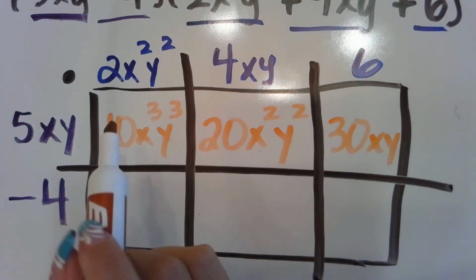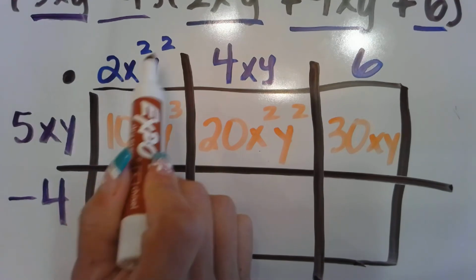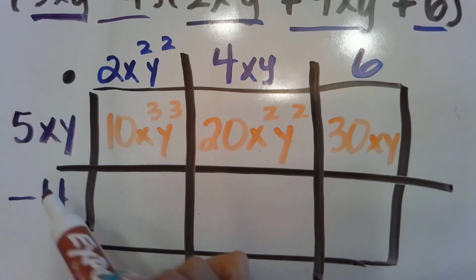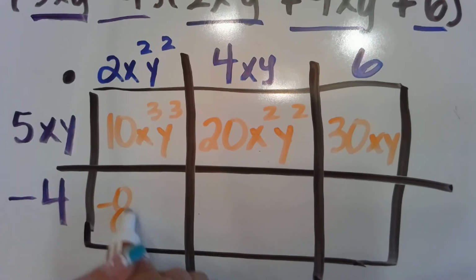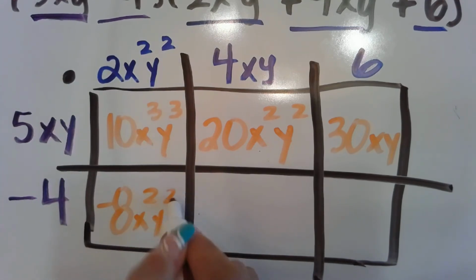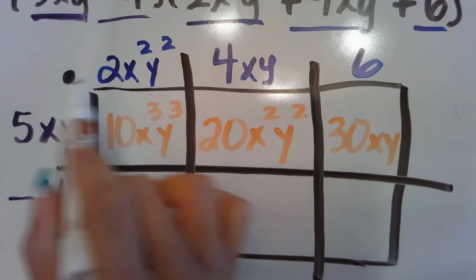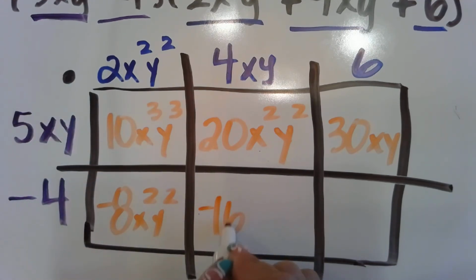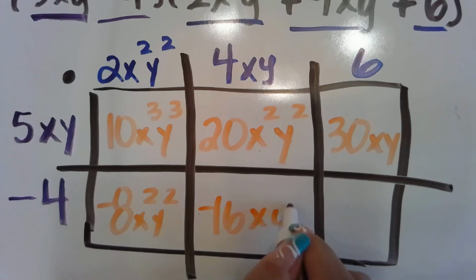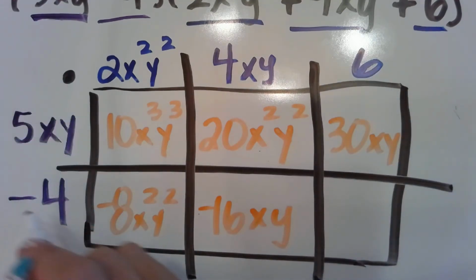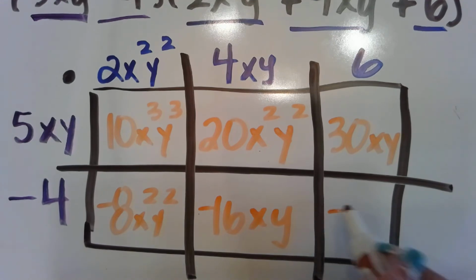Now down here, we have 2x squared y squared times negative 4. So 2 times negative 4 is negative 8. And this one does not have your x or y, so we're just pulling down whatever's right here. So we have an x squared y squared, okay? 4xy times negative 4. So 4 times negative 4 is negative 16, and we have our x and y, so we're going to put our x and y here. And 6 times negative 4 is going to be negative 24, okay? Now, we're going to go ahead and combine.